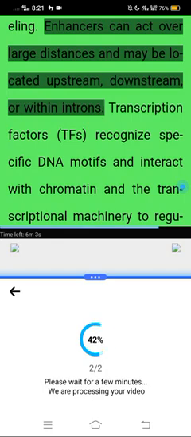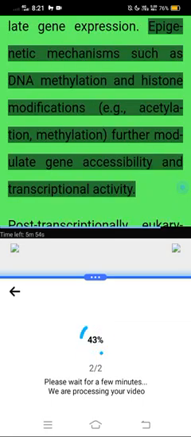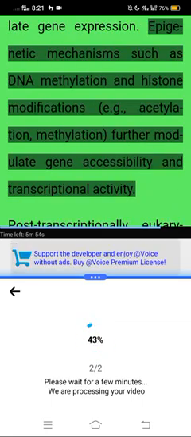Enhancers can act over large distances and may be located upstream, downstream, or within introns. Transcription factors, TFs, recognize specific DNA motifs and interact with chromatin and the transcriptional machinery to regulate gene expression. Epigenetic mechanisms such as DNA methylation and histone modifications, e.g., acetylation, methylation, further modulate gene accessibility and transcriptional activity.